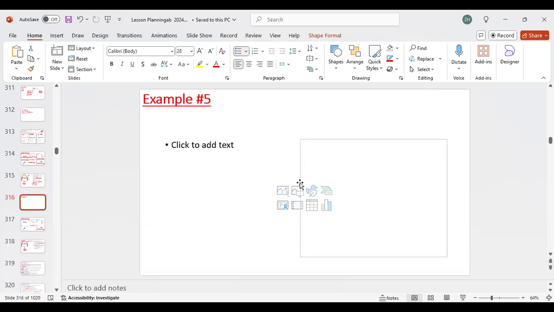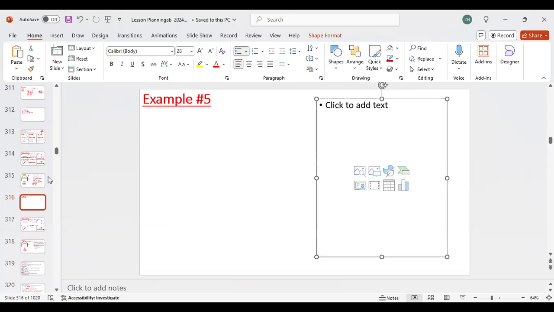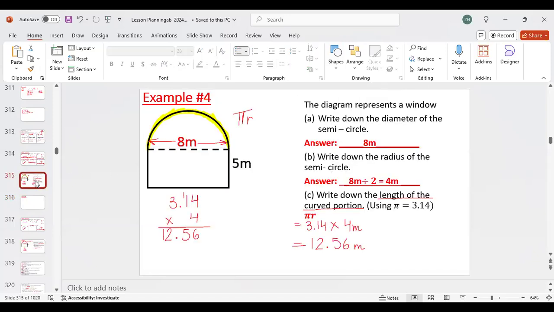Excuse me, Mr. Petit. Can you please go back to the slide which you were on? Okay. So this is the slide I was on. Do you need to take a picture of it? Yes.